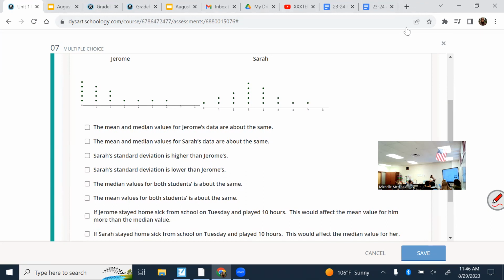So how do you know when they are about the same? Did you actually do the math for it? Okay. You don't have to do the math for it. You could if you really want to know for sure. But how do you know just looking at it if the mean and median are about the same?